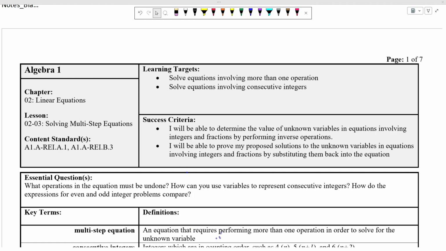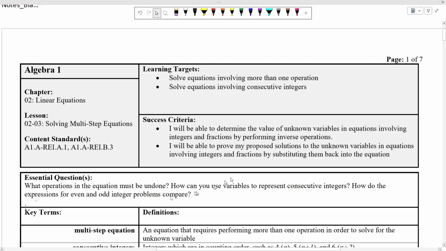Interesting stuff, guys. We are going forward on our path toward mathematical enlightenment, but let us keep these key questions in mind, for they will serve as our guide. The first of which is, which operations in the equation must be undone? Very key question there. How can you use variables to represent consecutive integers? How do expressions for even and odd integer problems compare? Keep all these in mind as we go forward, guys.